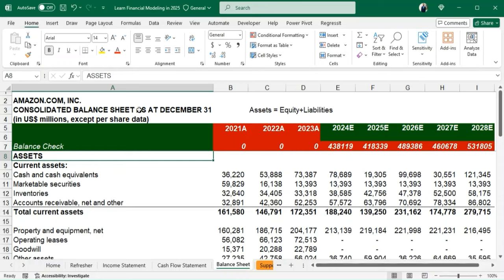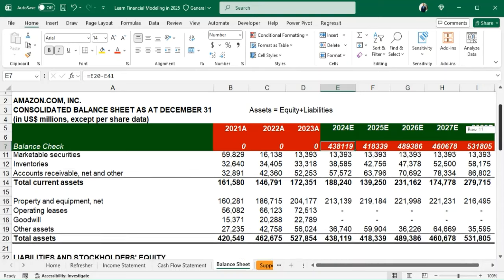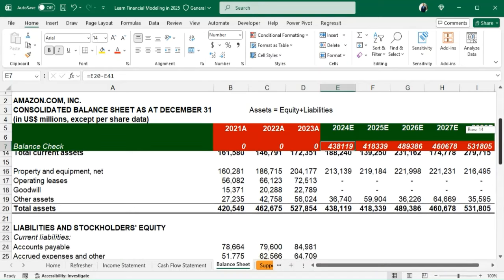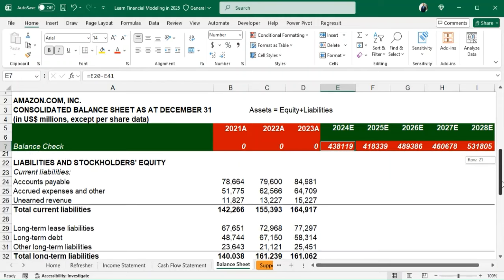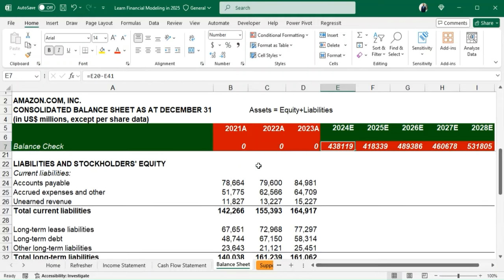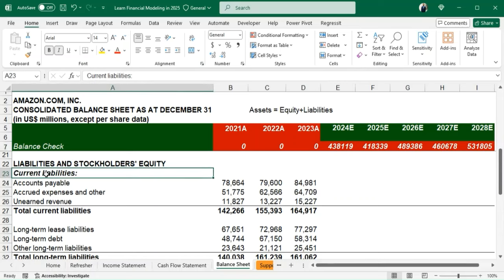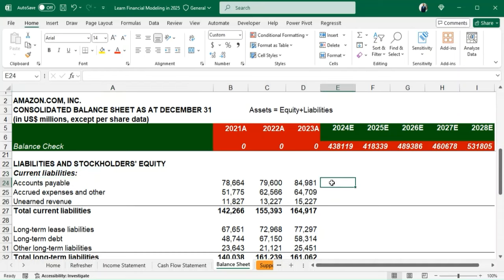All right, so you could see that our balance check immediately is showing the total assets of our balance sheet. Okay, all right. So let's continue to our liabilities and stockholders equity. So we are going to start with our current liabilities, and the first current liability item is our accounts payable.